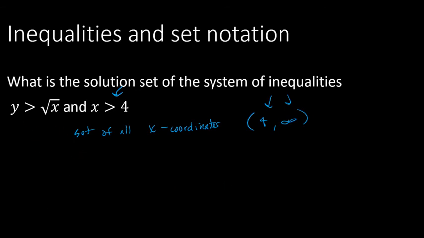For y, I have to represent it differently again. It's going to be the set of all y coordinates that fall in a certain set as well. And it says y is greater than the square root of x. Okay.